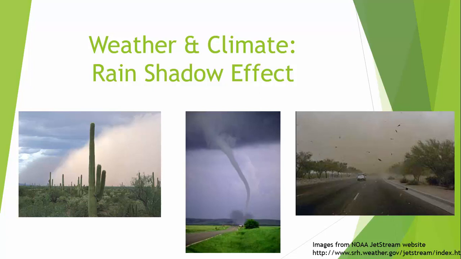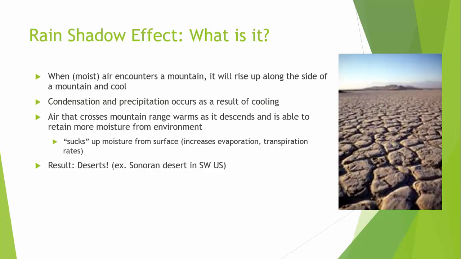So if you live in the desert Southwest, like I do, you can't talk about weather and climate without talking about the rain shadow effect and how it influences the formations of deserts across the world. So first of all, what is the rain shadow effect?